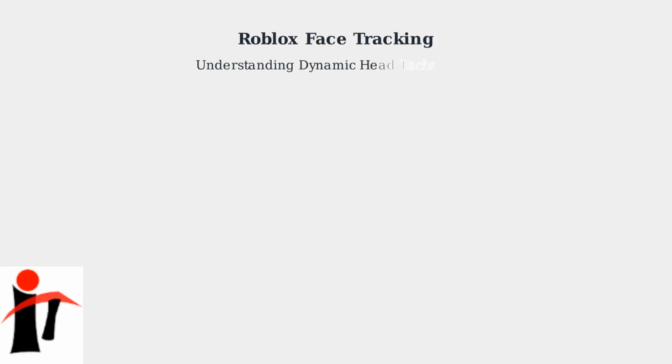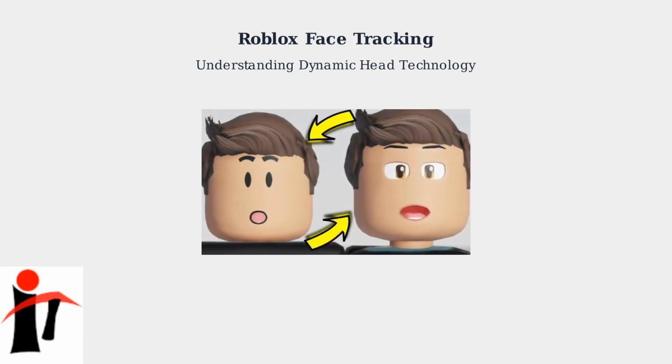Roblox's face tracking feature, officially called dynamic head or facial animation, is a revolutionary technology that maps your real facial expressions onto your Roblox avatar in real time using your device's camera. As you can see in this demonstration, the technology captures your facial movements and translates them to your avatar, creating a more immersive and expressive gaming experience.